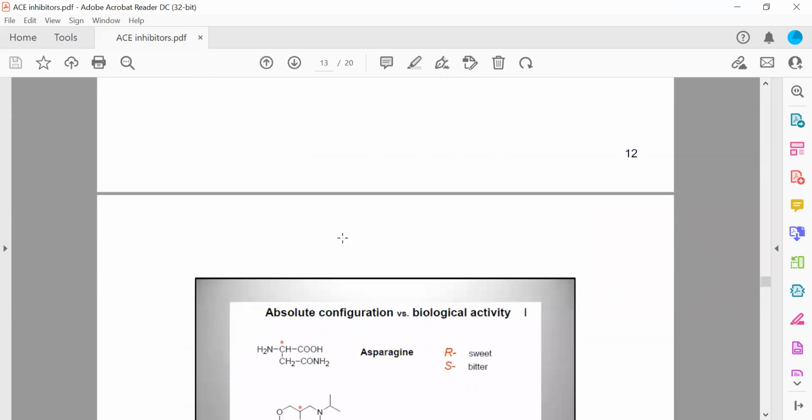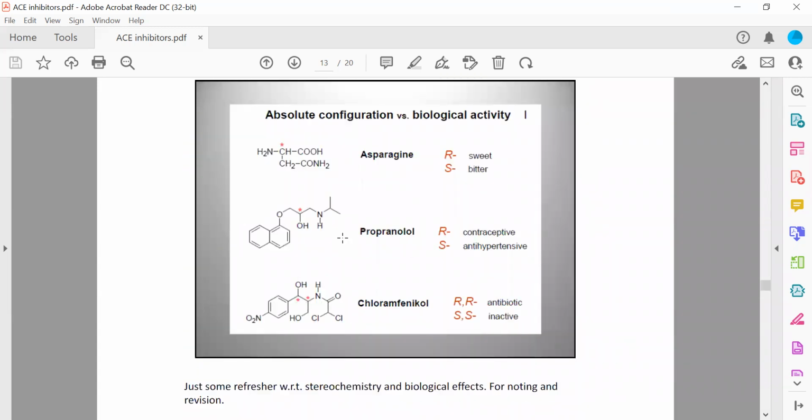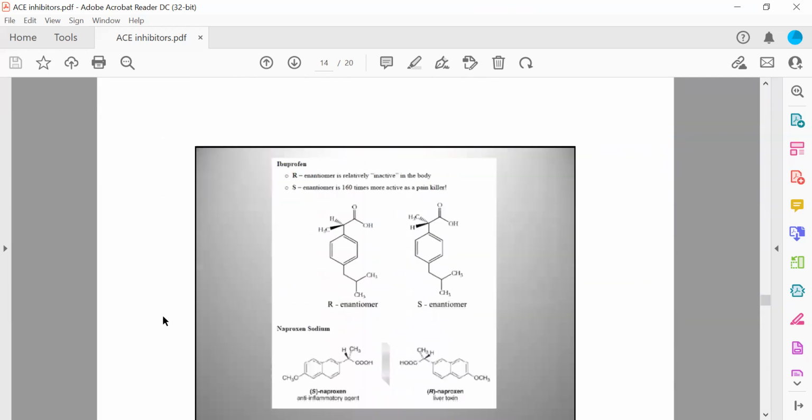Then I've given you some background again on the ACE inhibitors, maybe just for practice. See if you can identify the R and the S form of this drug, and even with chloramphenicol, sorry, that's not spelled correctly, so please just make that correction. You see with chloramphenicol, you have 2 chiral carbons. Please assign these chiral carbons either R or S, just as practice, so that you are adequately prepared for both the test as well as the exams.